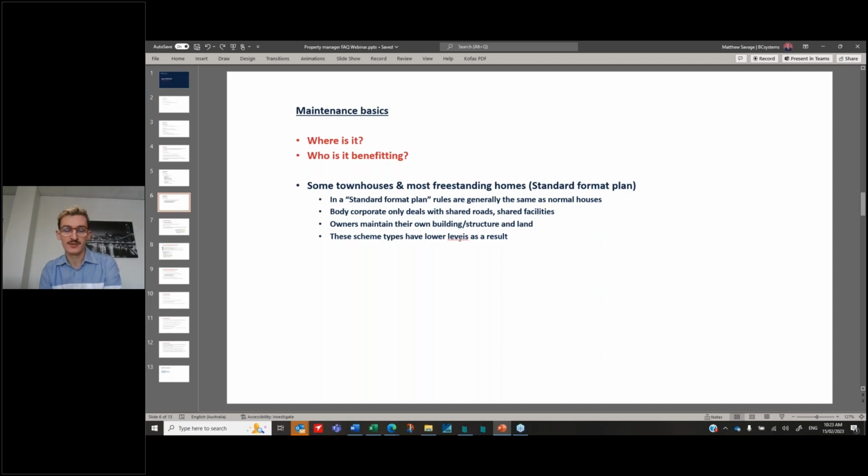But as a property manager and as an owner's representative, if you know those rules, that can inform your approach. There's no point asking the body corporate for help with a roof of a standard format plan because the answer you'll get back is it's the owner's problem. So the more you know, the more efficiently you can deal with maintenance of your own properties that you're managing under those two different types of buildings.